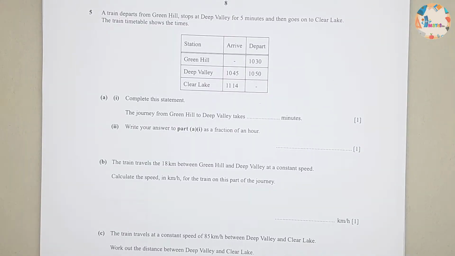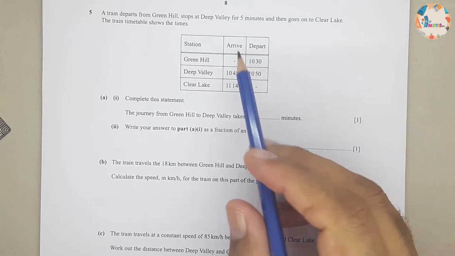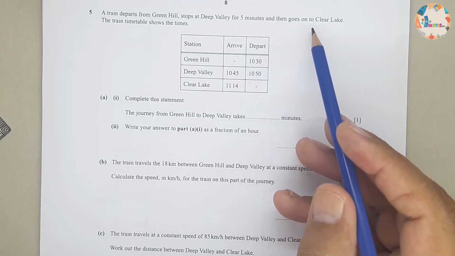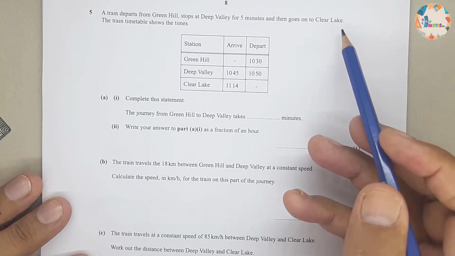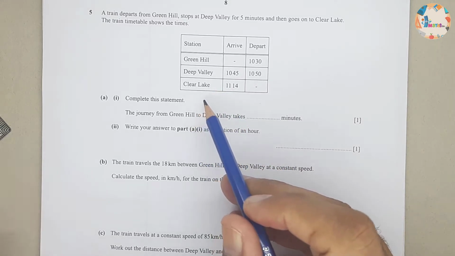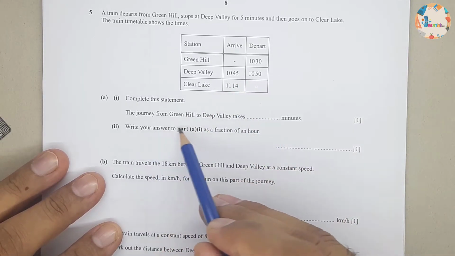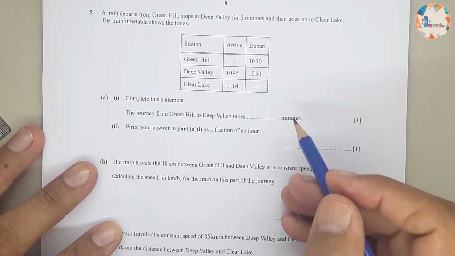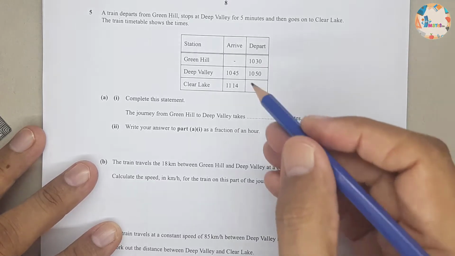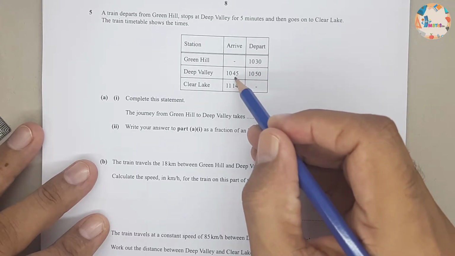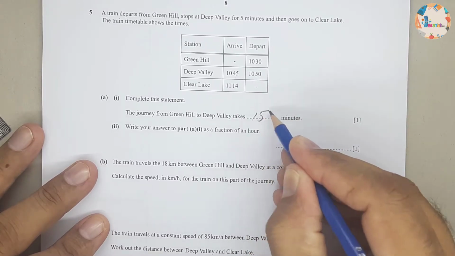Now question number 5. Question number 5 is saying a train departs from Green Hill, stops at Deep Valley for 5 minutes, and then goes to the Clear Lake. So this is the table provided, basically the schedule provided. Complete the statement. The journey from Green Hill to Deep Valley takes how much time? 10:30 to 10:45, so 15 minutes. Basically it is taking 15 minutes.